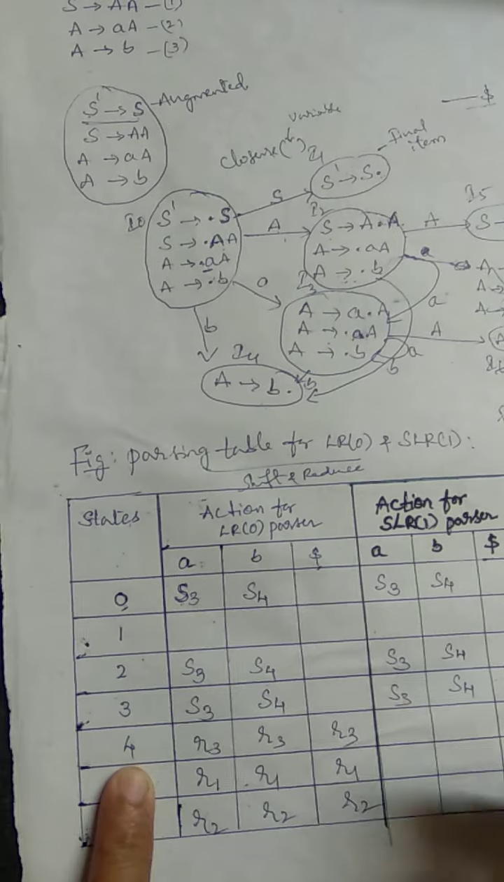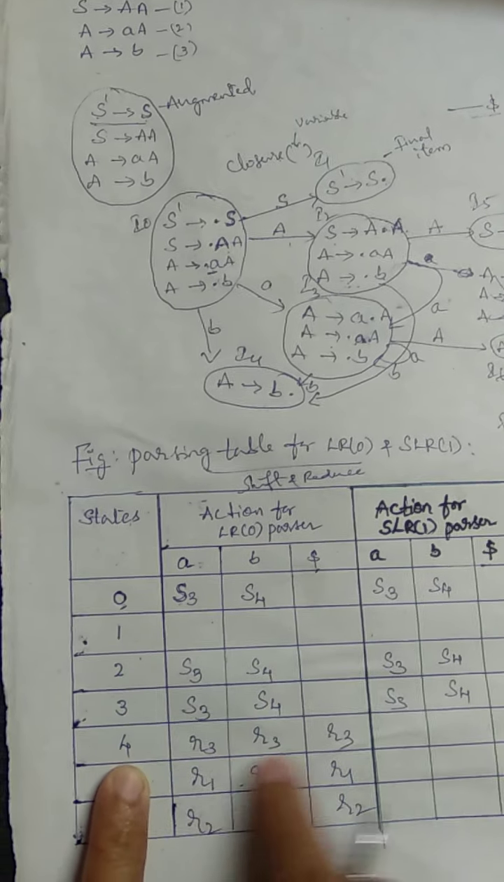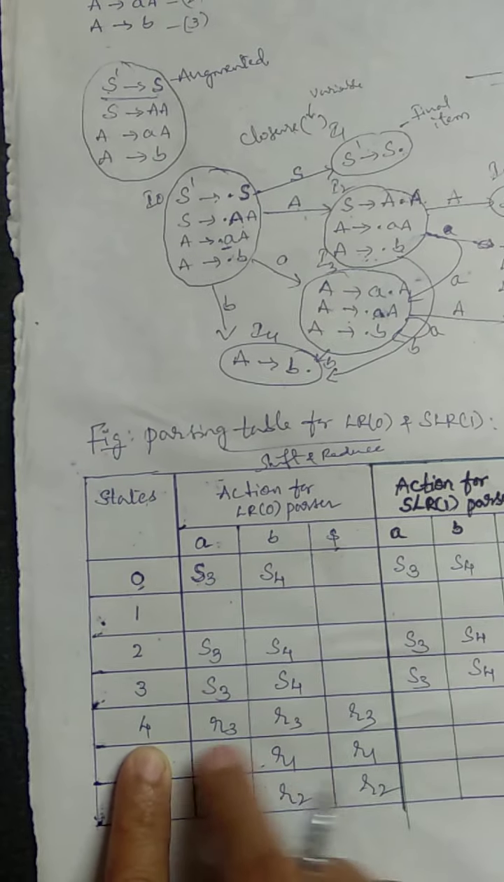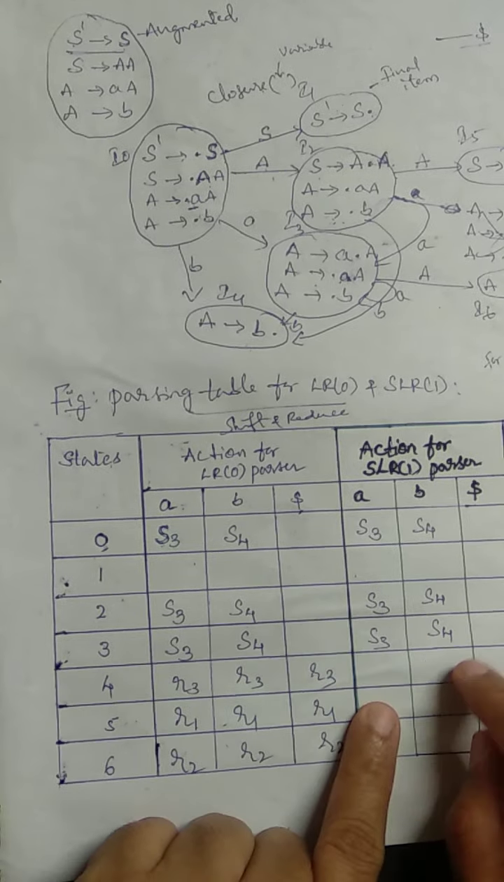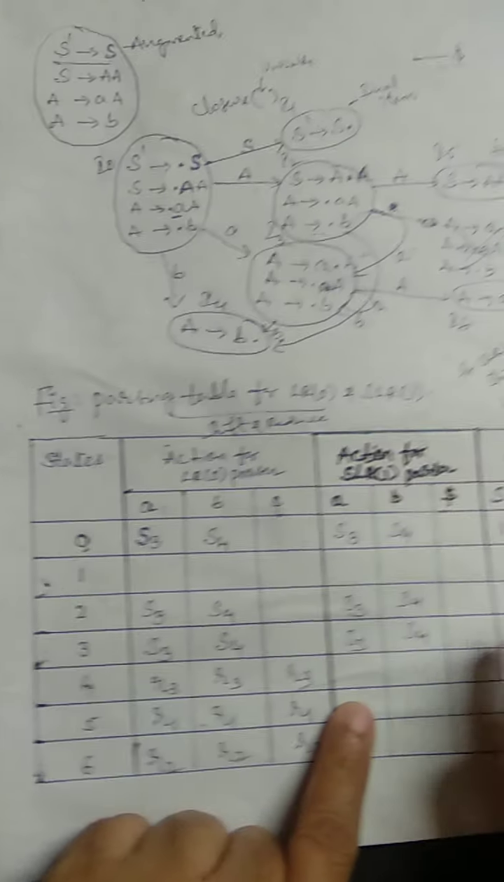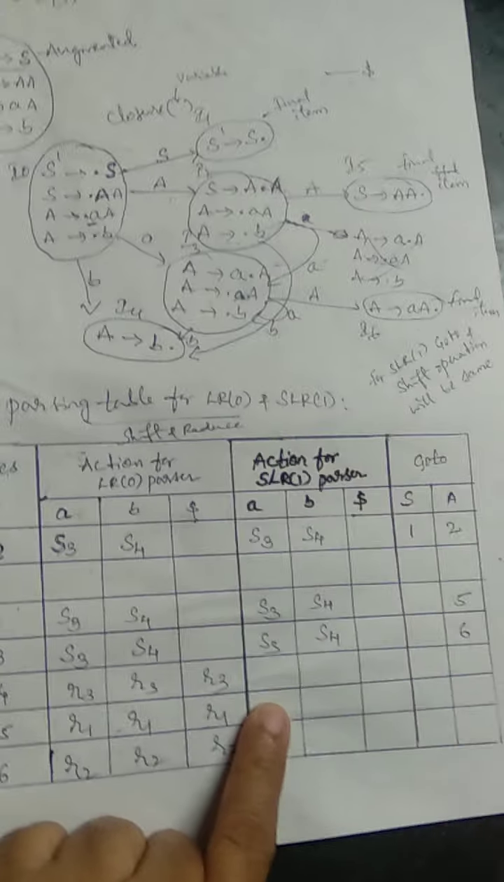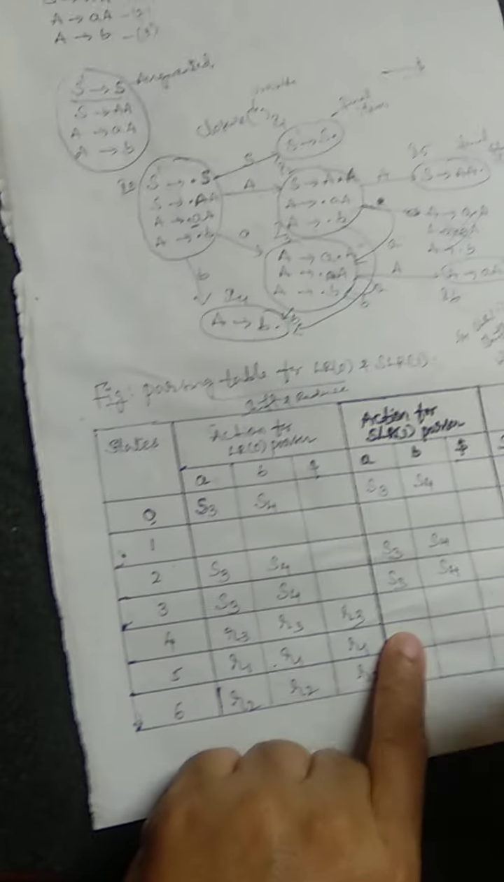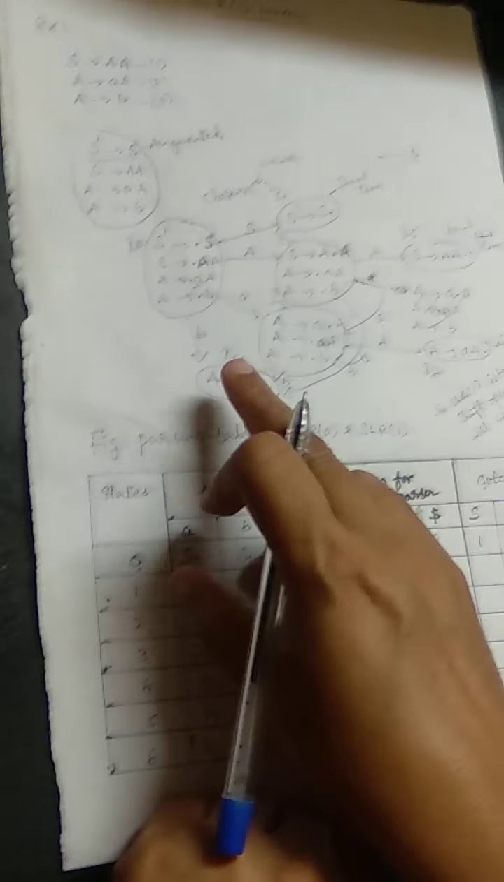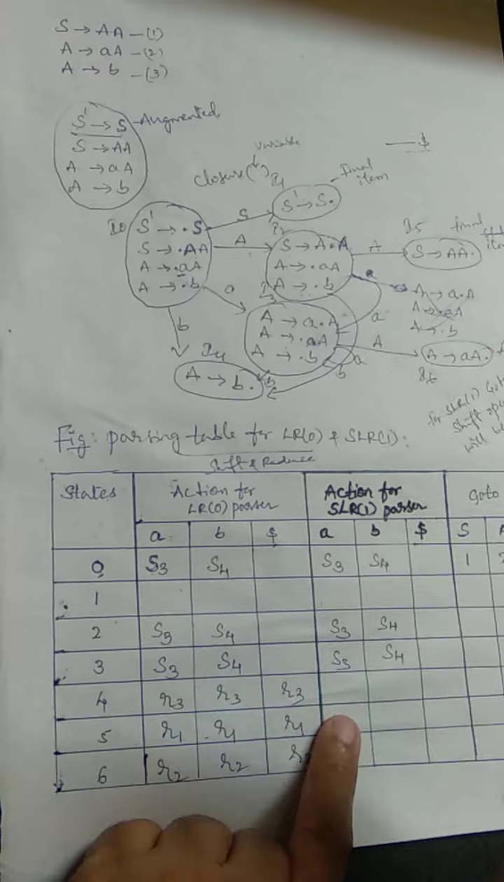Where do I have to write R3? In LR0 we will be writing R3 in that entire row. But in SLR1 it is not like that. We should not write in all the terminal columns. We have to write only in the follow of that variable. So when you are going to write a reduce for SLR1, you have to calculate the follow of that variable, the variable which is present on the left side of that final item production.